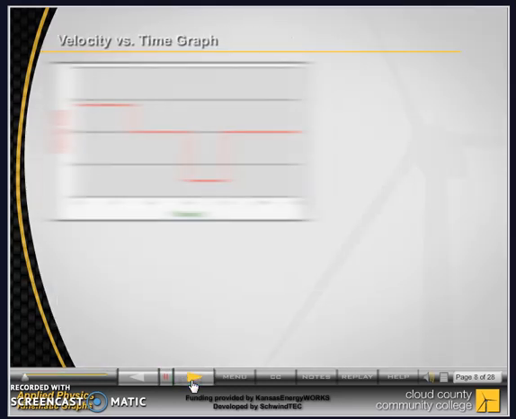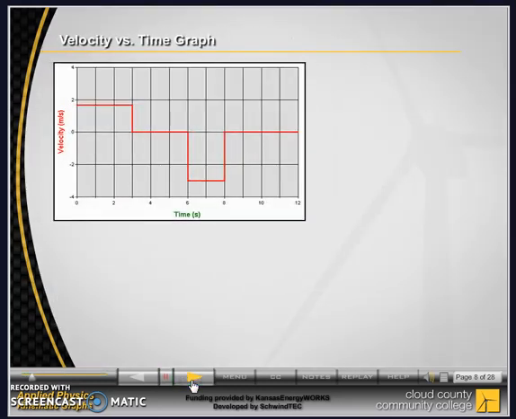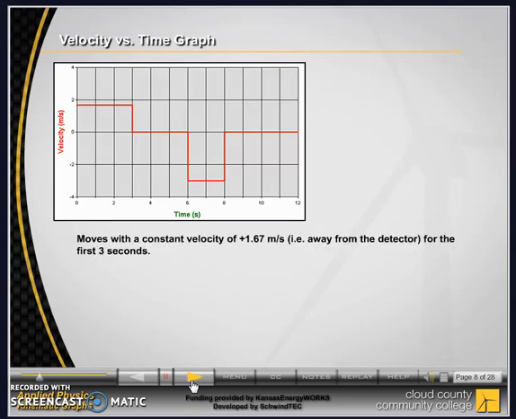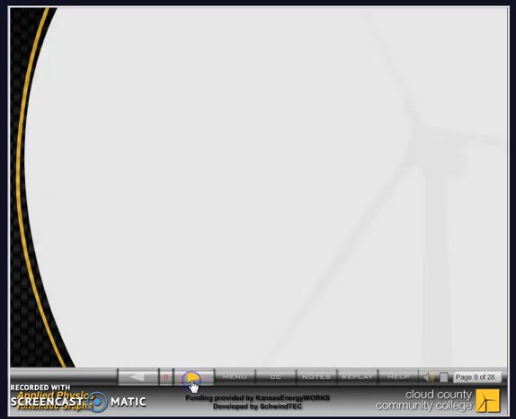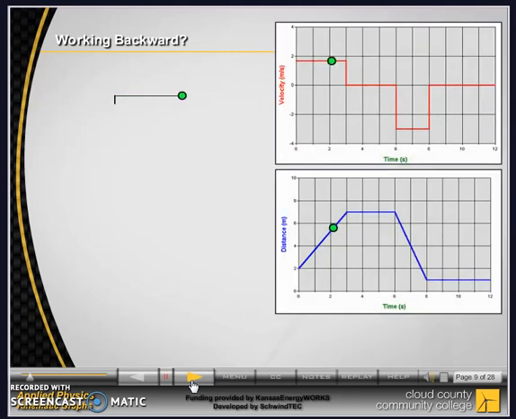The motion of the object described by the graph is as follows. Moves with a constant velocity of positive 1.67 meters per second for the first 3 seconds. Remains at rest for the next 3 seconds. Moves with a constant velocity of negative 3 meters per second for the next 2 seconds. And remains at rest for the next 4 seconds for a total of 12 seconds. Let's look at a velocity graph and then the distance graph in an animation.